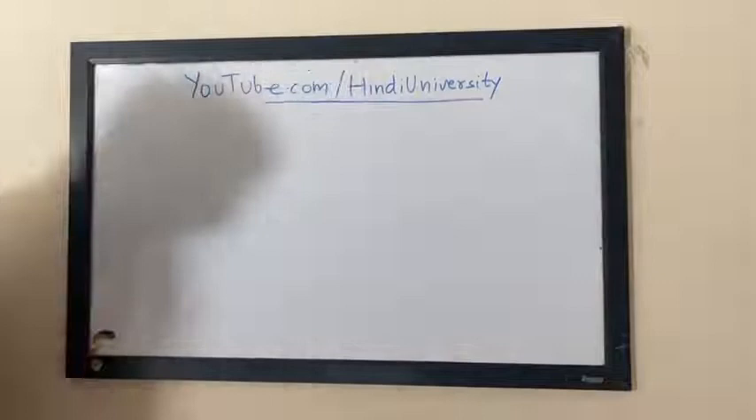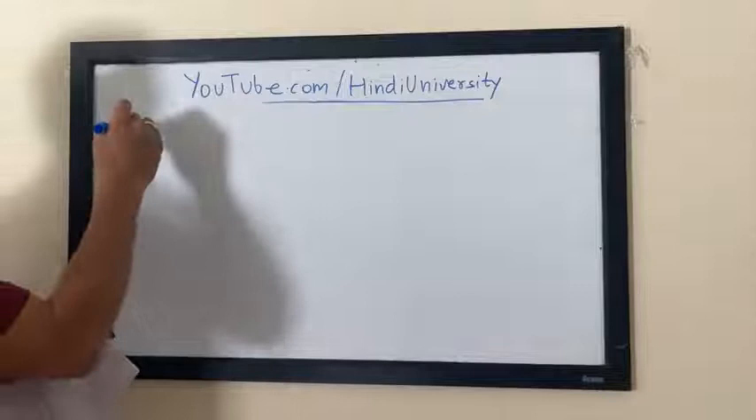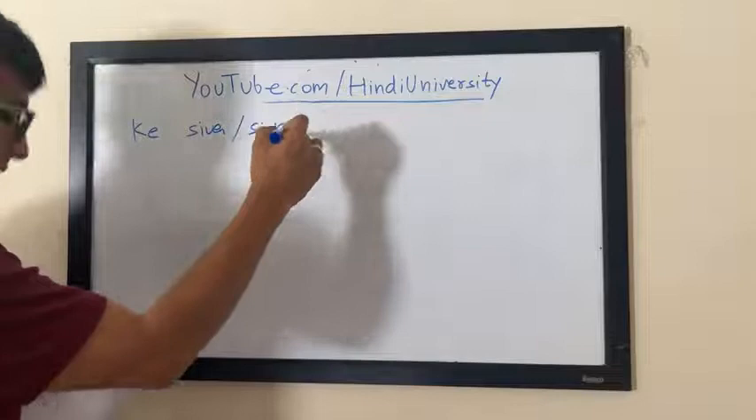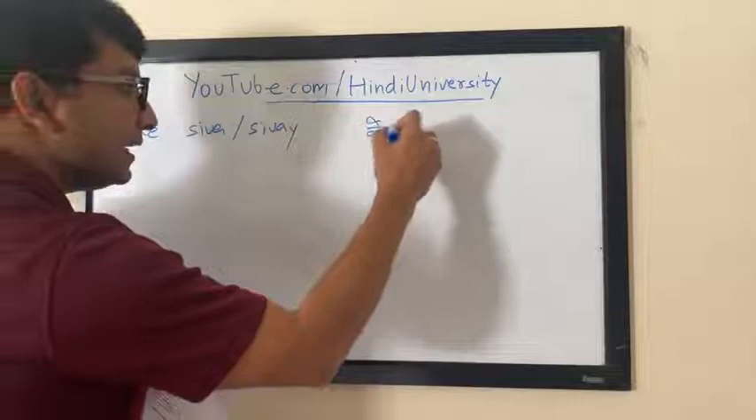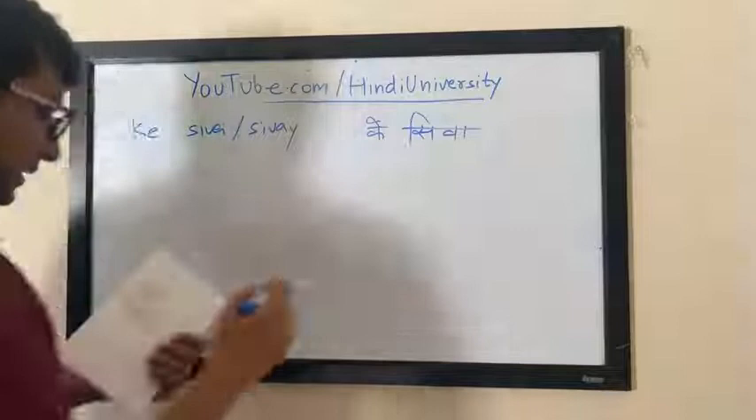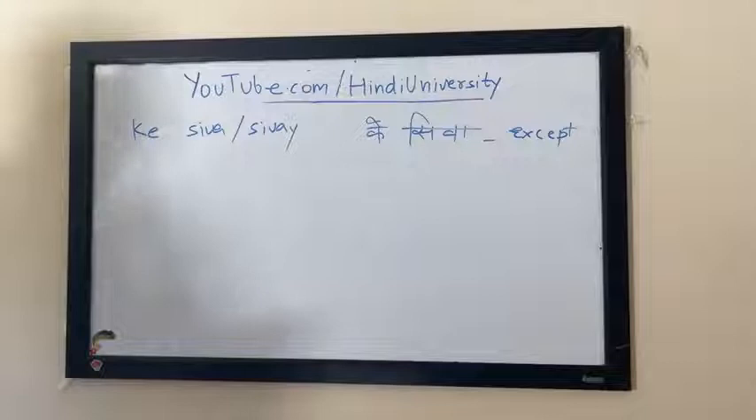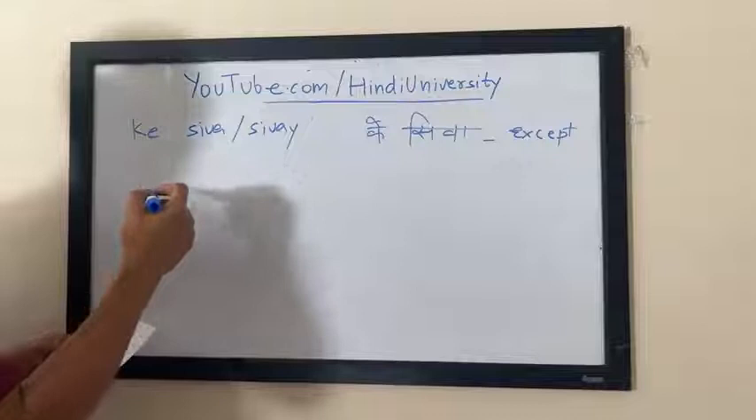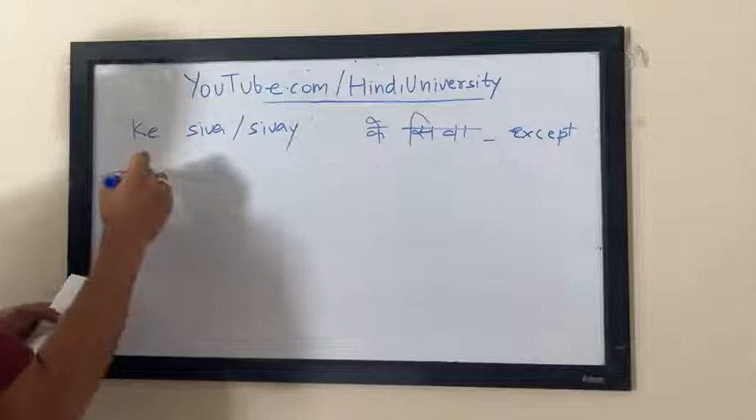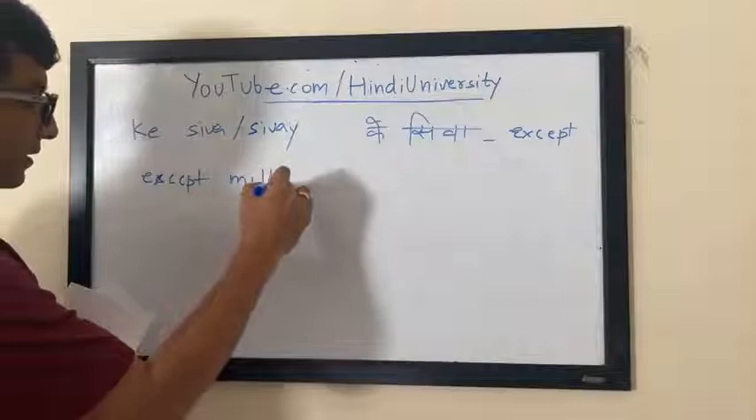So the next one I have is ke siva. Sometimes you will say sivai as well. It is ke and then siva, ke siva, which means except. Remember the first one we tried, ke bina. Same thing, if you were to say except milk, you will say doodh ke siva.